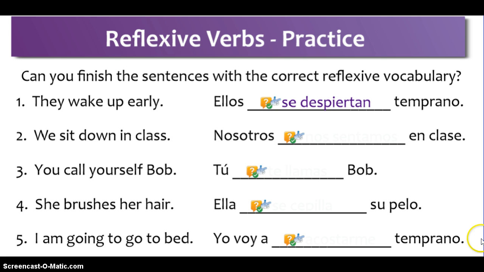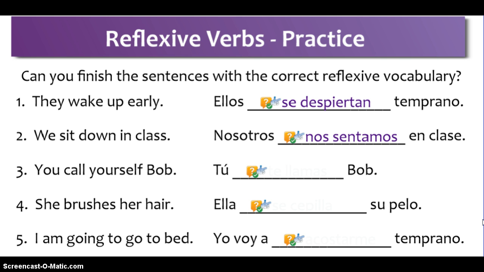Ellos se despiertan. Se corresponds to ellos. Despertarse is an E to IE stem changing verb, and it's an AR verb to boot. So an AR conjugation ending, a stem change, and a corresponding reflexive pronoun. Let's try another one. We sit down in class. Nosotros blank en clase. Nosotros nos sentamos en clase.